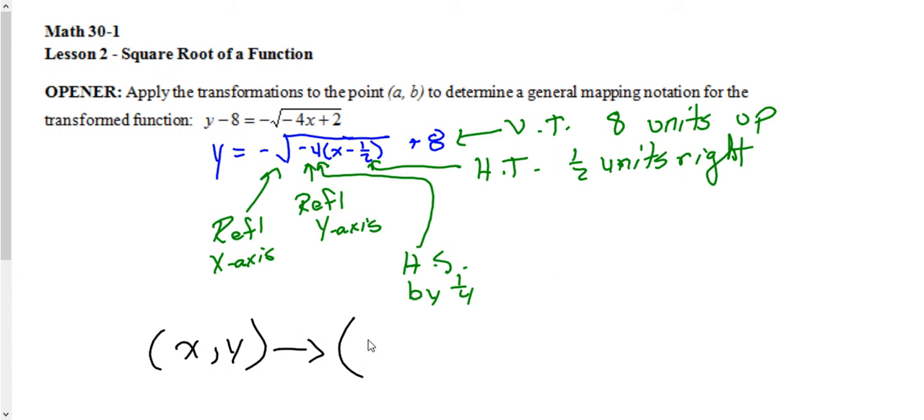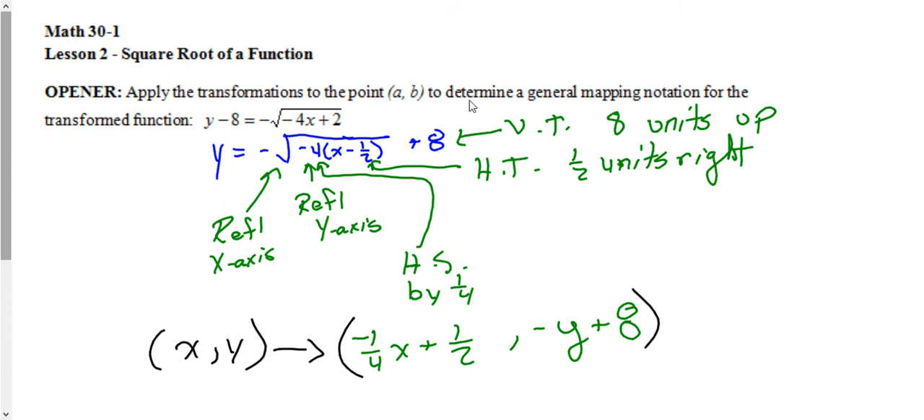So we have our 1/4 x, that's my horizontal stretch. We have the negative there to account for the reflection, and we're going to add on our 1/2, comma, on the other side here for y, we have our negative. We don't have any stretches here, so it's just going to be negative y, and we're going to go plus 8 units, and there we go. We have our mapping completed. Don't forget to close brackets there.